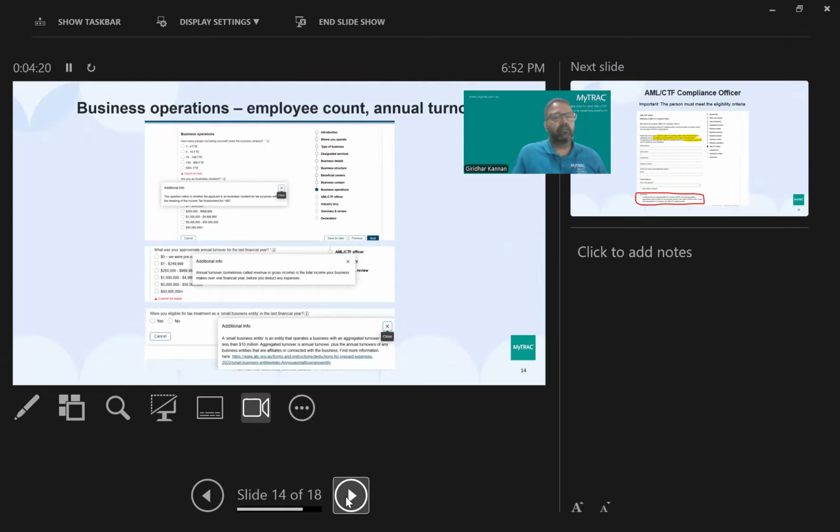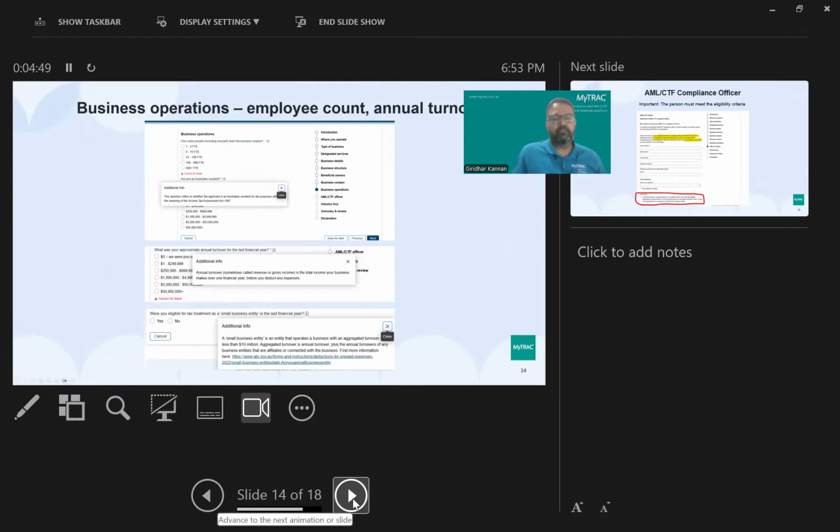And then a few more questions are there in terms of the size of your business. How many full-time employees, FTEs, do you have? And then they also ask what the turnover of your business is. So it's under $250,000, or between 250,000 to a million to 5 million, etc. So choose the right one. And then, are you eligible for a tax treatment as a small business entity? That is, if your revenue has been less than $10 million, apologies, then you will do that.